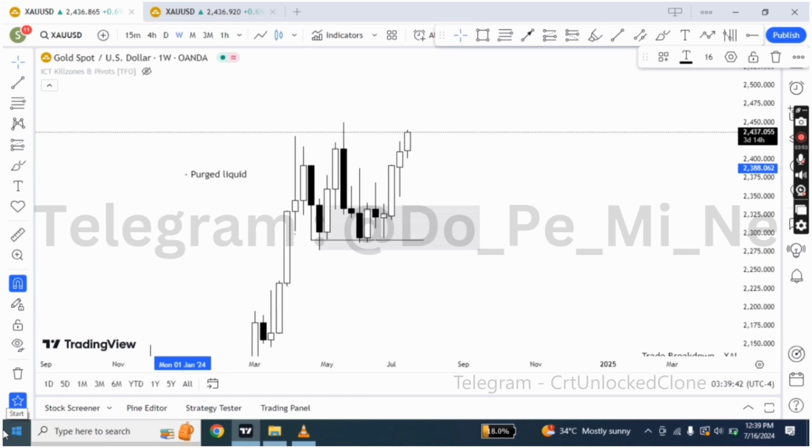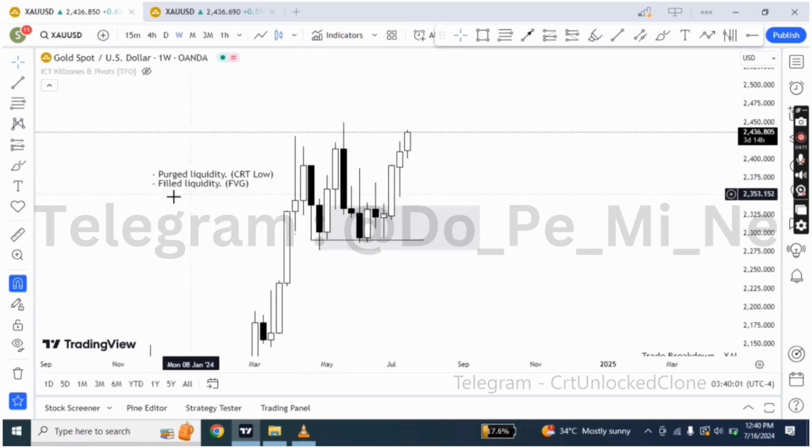Now the reason I've called this a valid order block or a valid key level is not because it's the last down close candle before the move higher or whatever you've been taught, right? That's not the case. The reason I consider it a key level is because of two logical factors, which are that it took out liquidity and it filled liquidity.